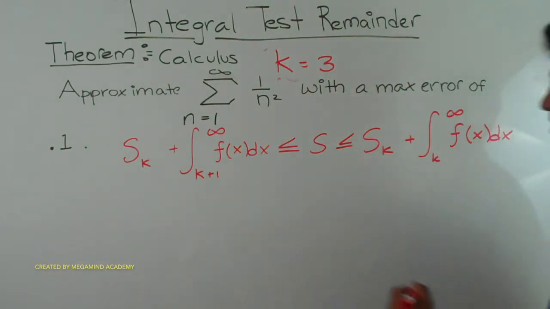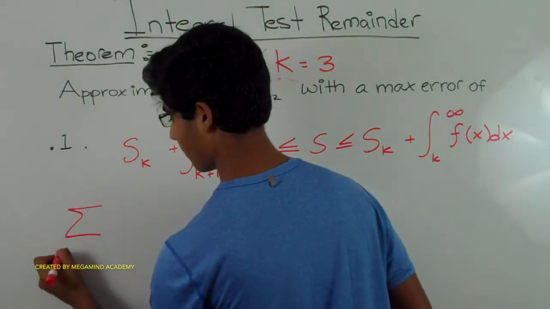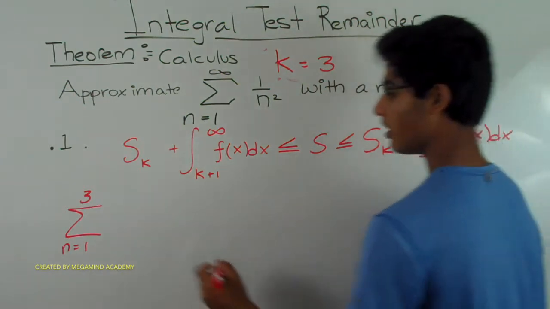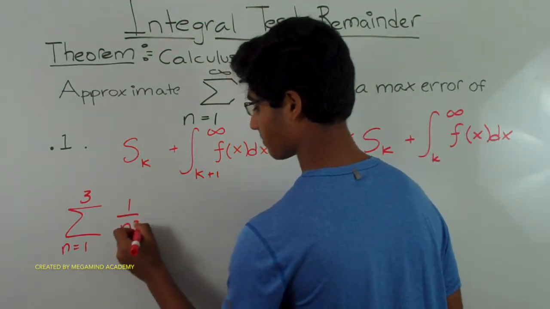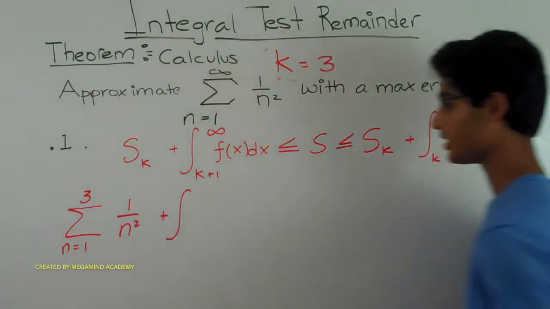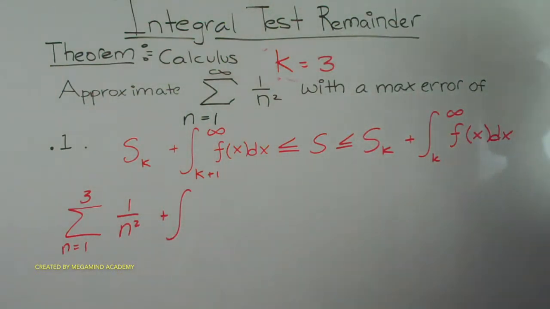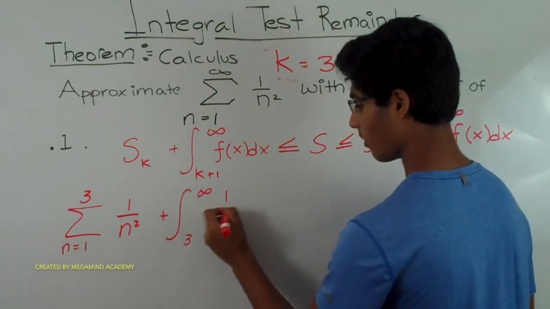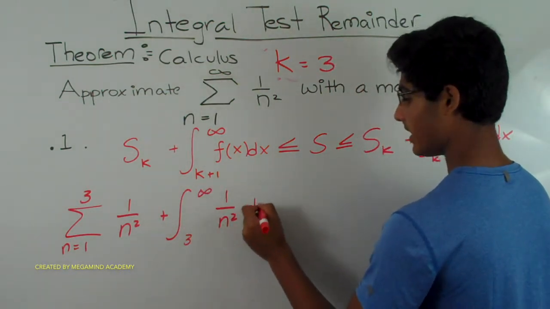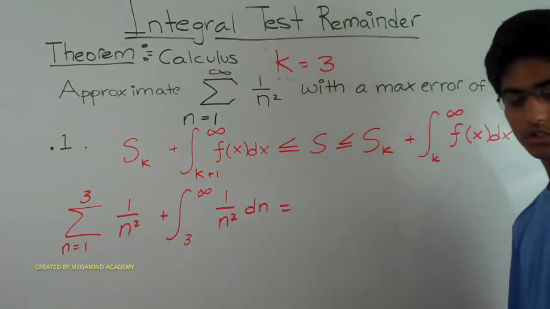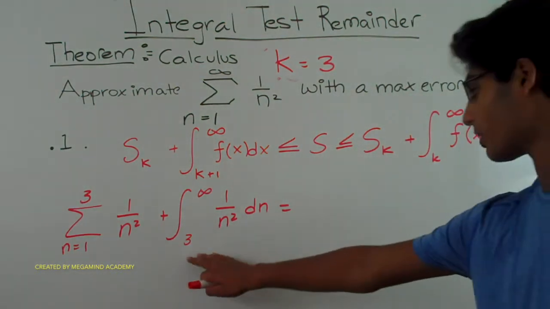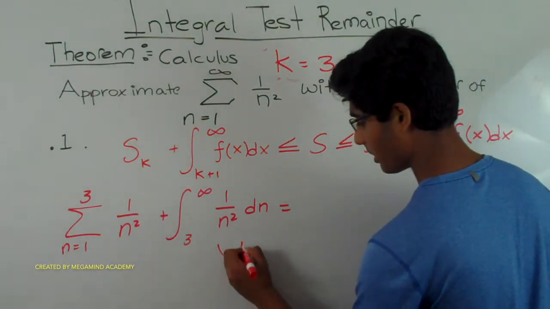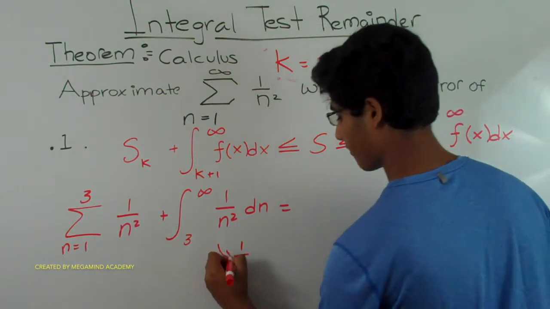So let's do this. We have the sum of n equals 1, 2, 3, which is what k was equal to, of 1 over n squared, plus the integral, let's just use this one here because it's simple, from 3 to infinity of 1 over n squared dn, which is equal to, so you can't exactly put this improper integral into the calculator, but it's pretty simple. It's just 1 over 3, and you can solve that for yourself.